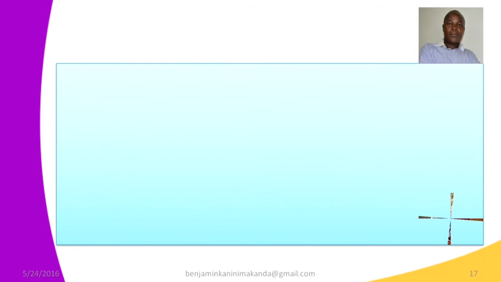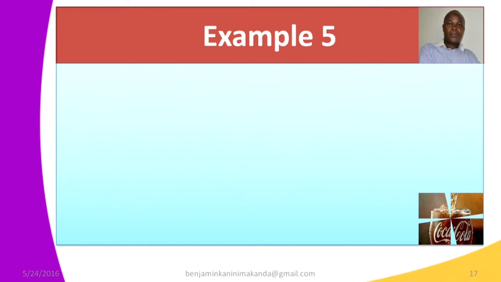So let's look at example 5 that now relates to the density of mixtures. We're going to use fresh water and seawater. Remember, fresh water has a density of 1000 kilograms per meter cubed. So this is the problem that we have.